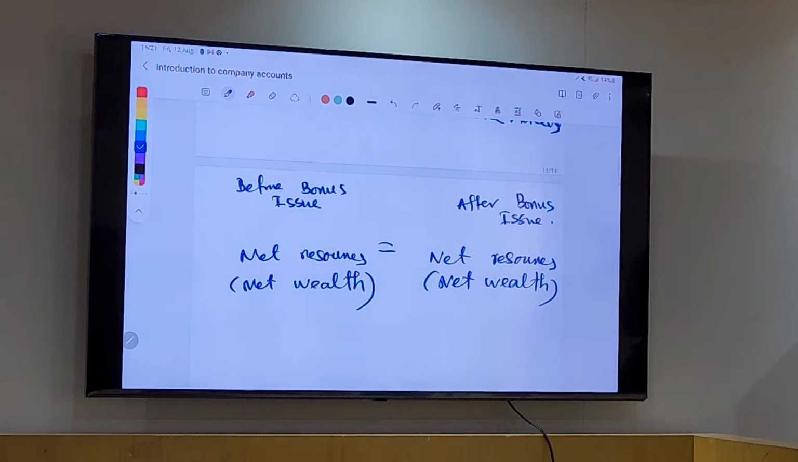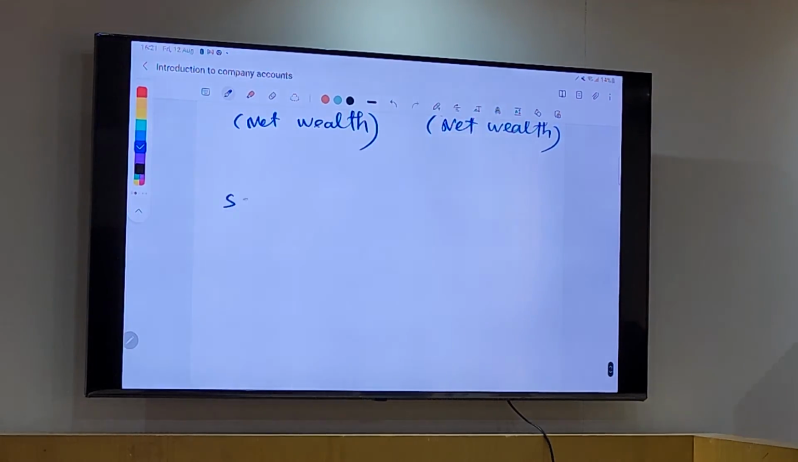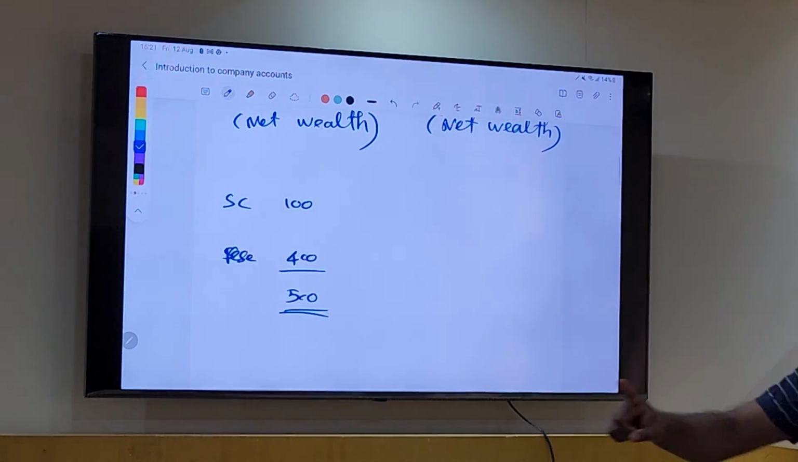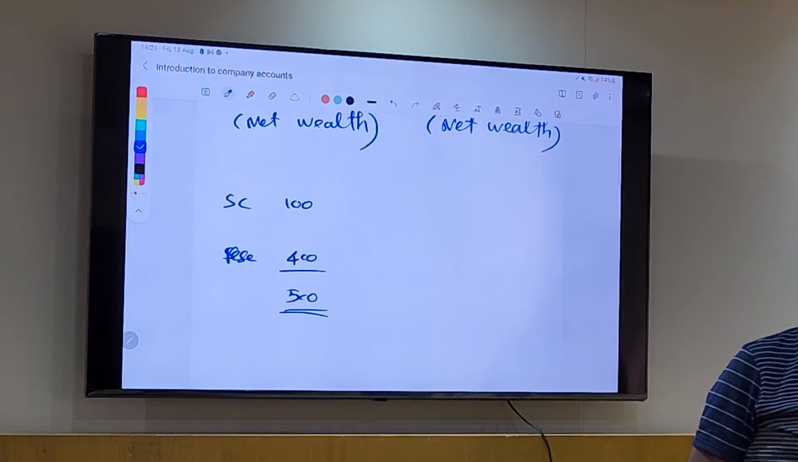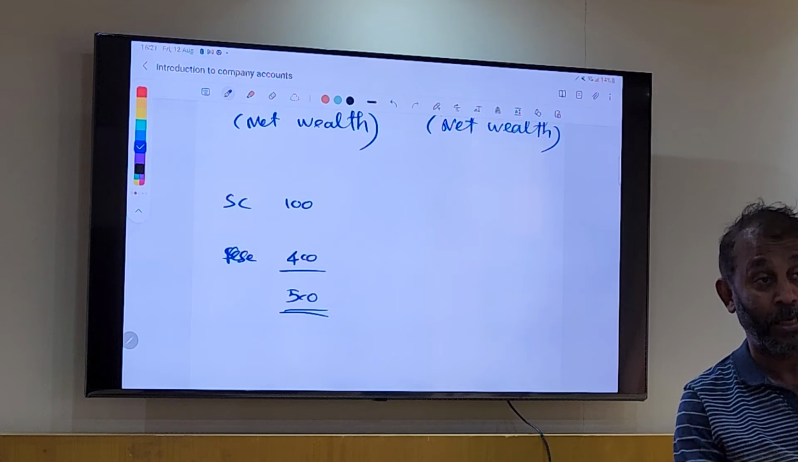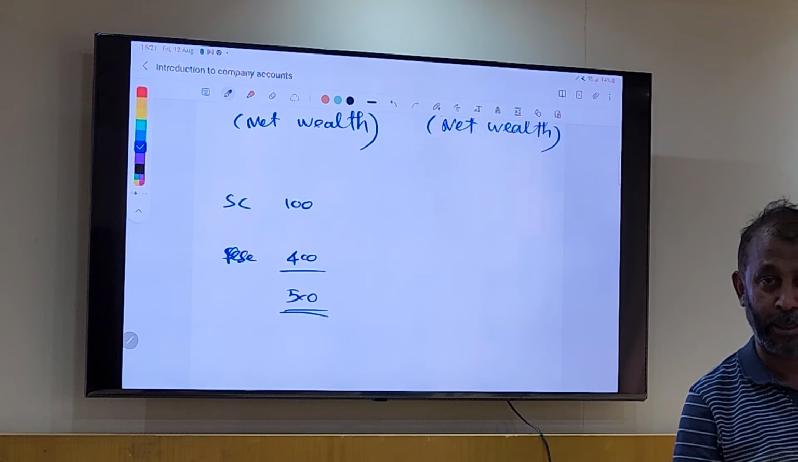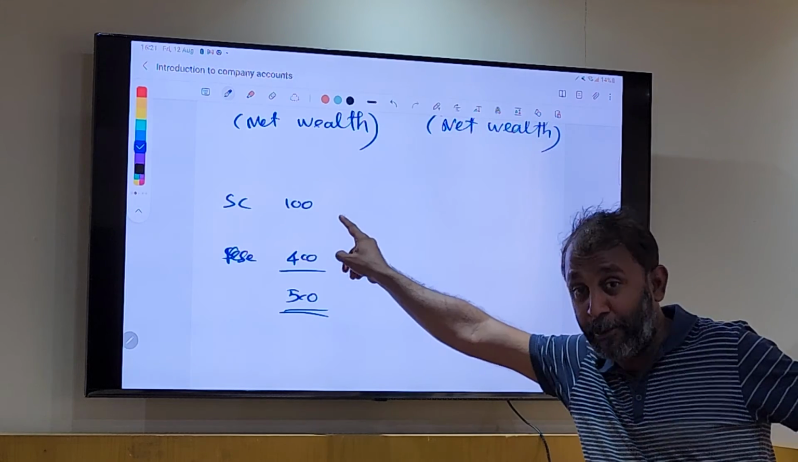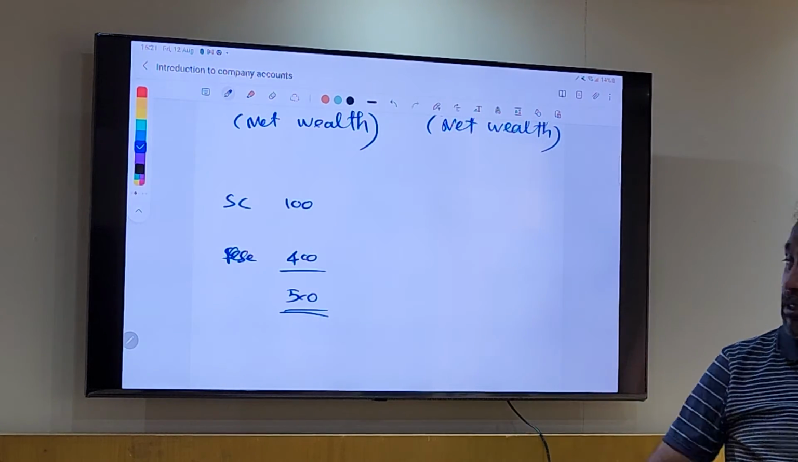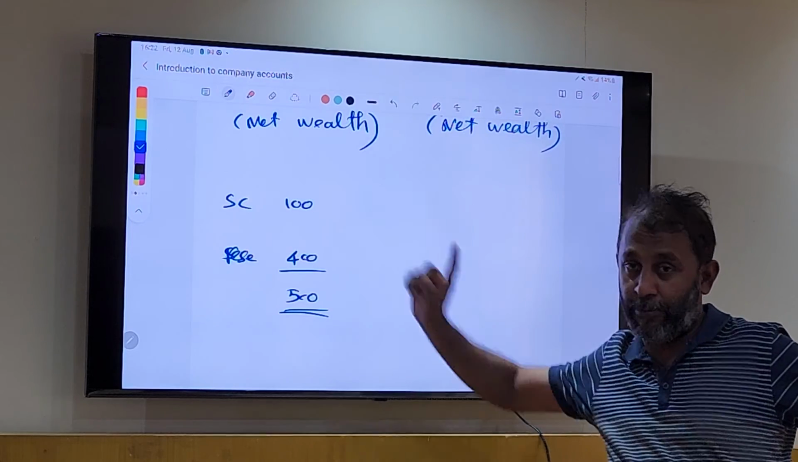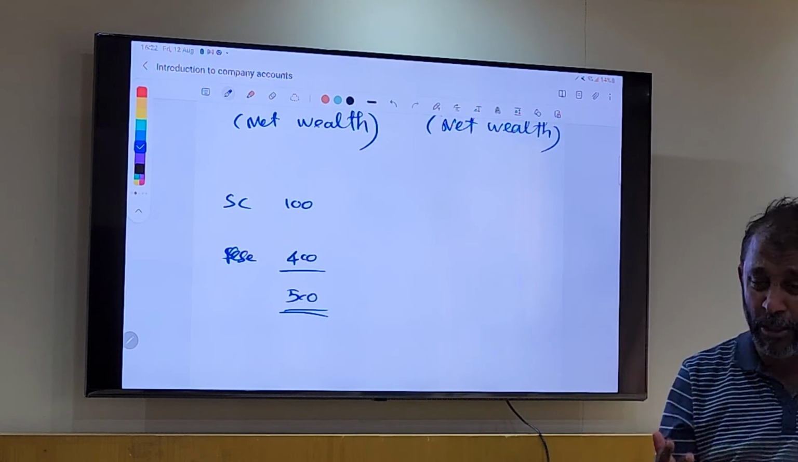Now, how are you going to do the double entry? Look at this example. Share capital 100 and the reserves 400. Now, are dividends paid to shareholders based on this number or this number? 100. Dividends are paid to shareholders based on the share capital, not on the total equity. This we call total equity. This is share capital.